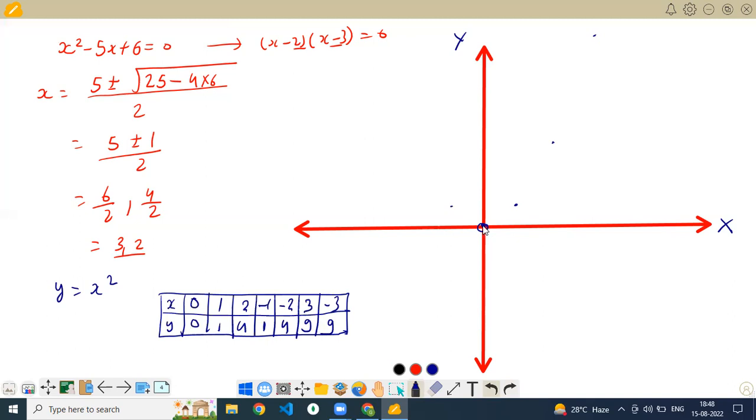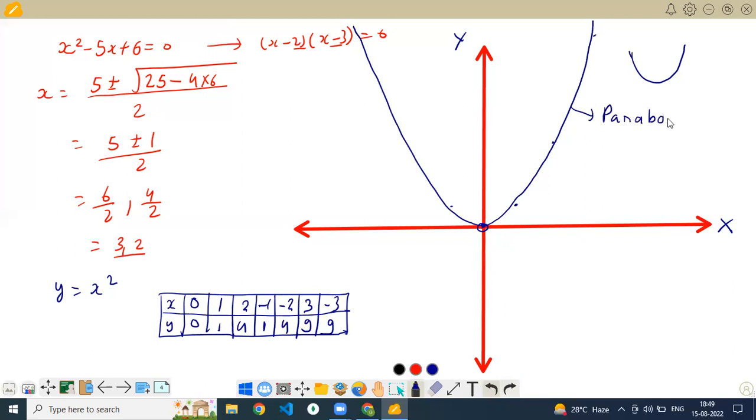So if I draw the graph of y equal to x square, I may not be able to draw a smooth curve passing through all the points, but it will be something like this. And similarly, it will go something like this. The graph is something like this actually. This is actually a parabola.